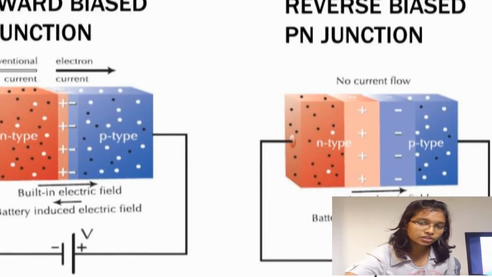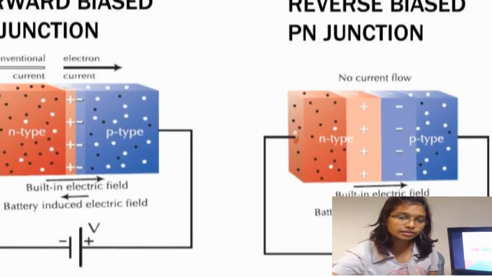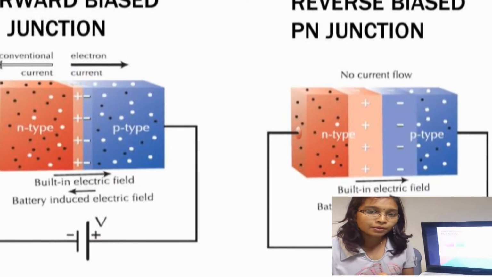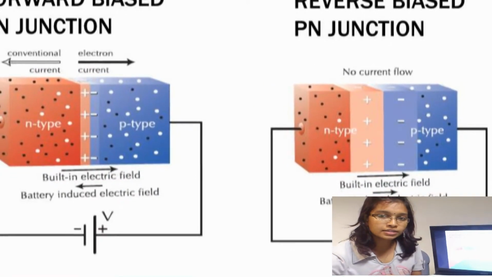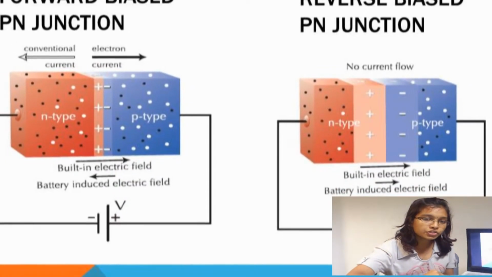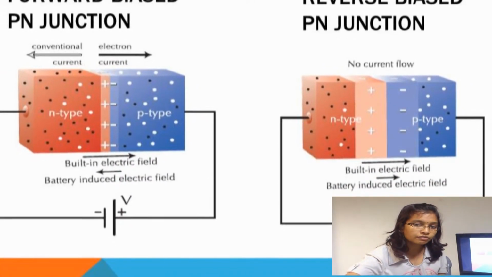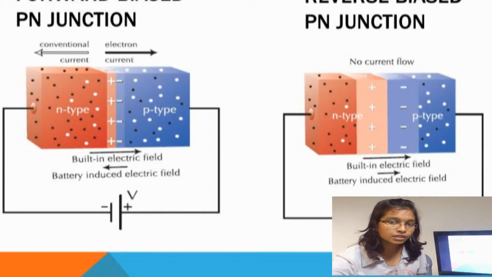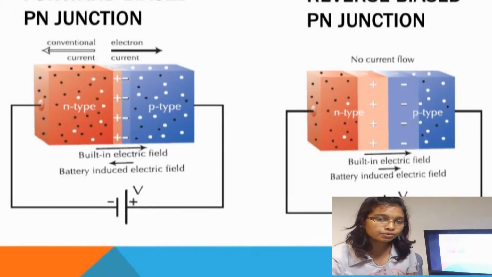At the depletion region, the applied electric field and the built-in electric field are in the same direction. When these two fields add, the resultant larger electric field is in the same direction as the built-in electric field. If the applied voltage becomes higher, the depletion region becomes thicker and more resistive.